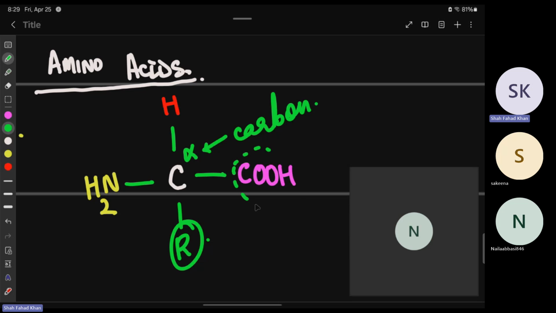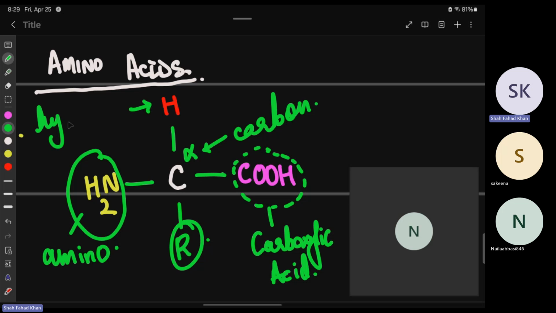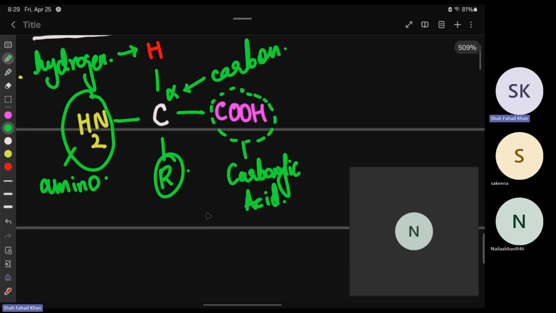ये acidic group होता है, carboxylic acid का group होता है. This is carboxylic acid. This is the amino part. Hydrogen remains here, a fixed hydrogen atom. And then the R group, or the variable group.